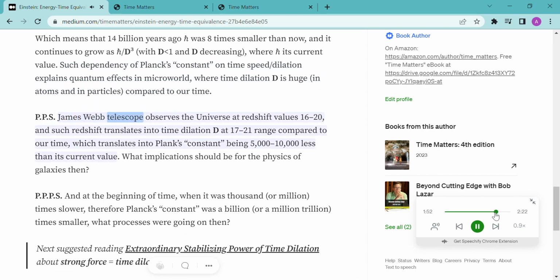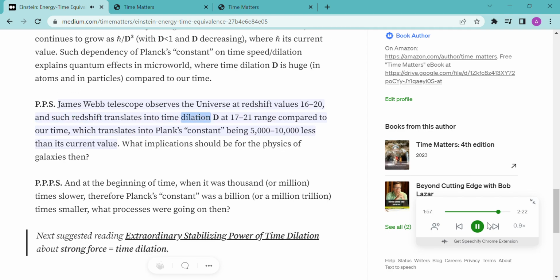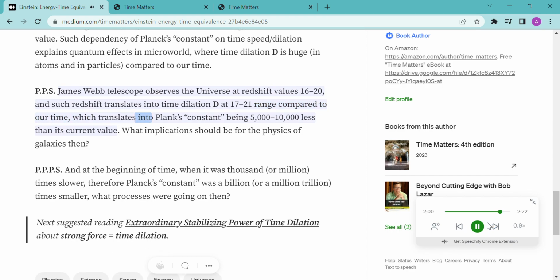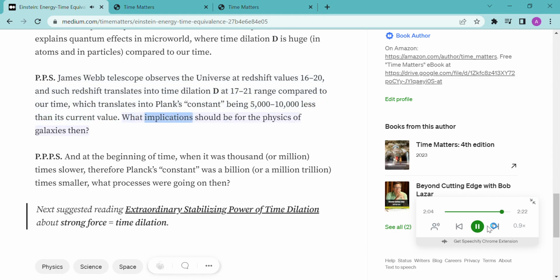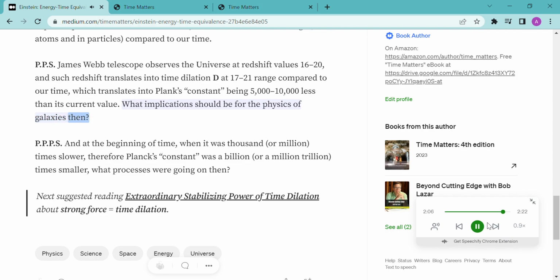PPS James Webb Telescope observes the universe at redshift values 16-20, and such redshift translates into time dilation d at 17-21 range compared to our time, which translates into Planck's constant being 5,000-10,000 less than its current value. What implications should be for the physics of galaxies then?